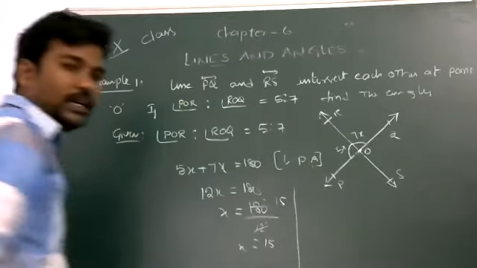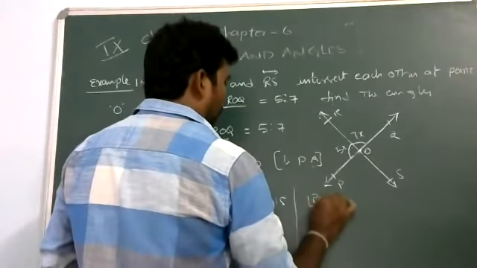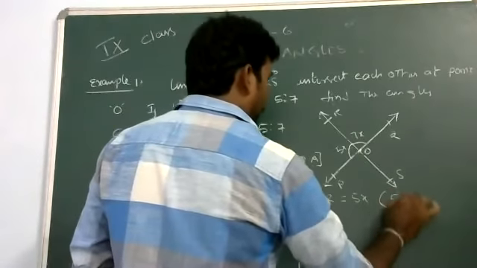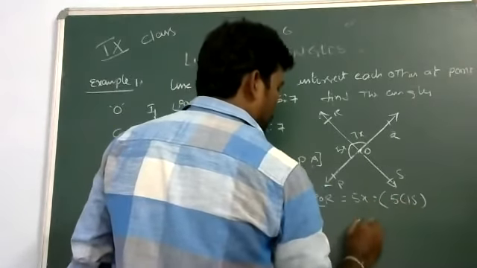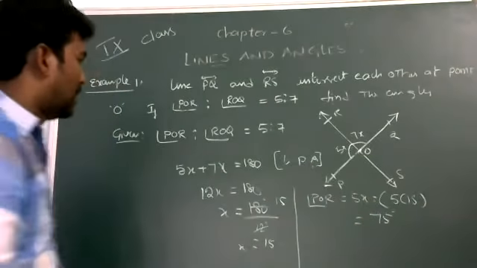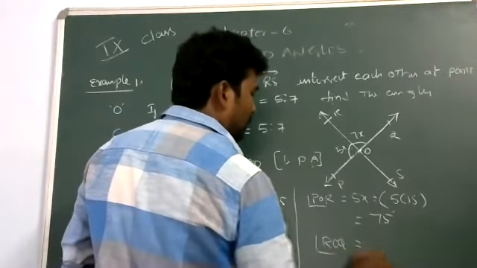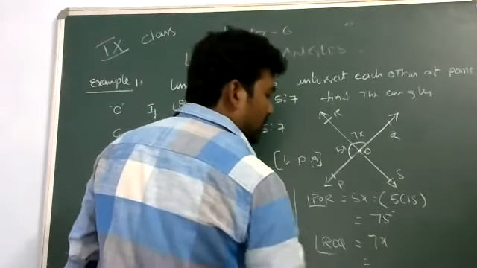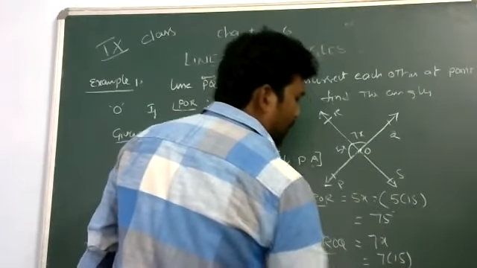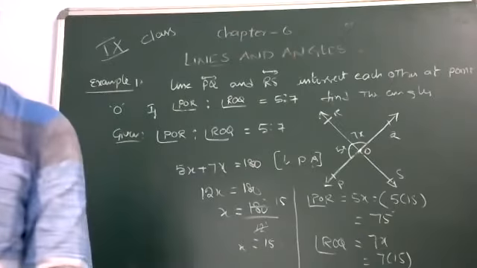Then here we need to calculate the angles. So angle POR is equal to 5x. That means 5 into 15, that's equal to 75 degrees. And then the second one, angle ROQ, is equal to 7x. So that's 7 into 15, 15 7s 105. 105 degrees. Is it clear now?